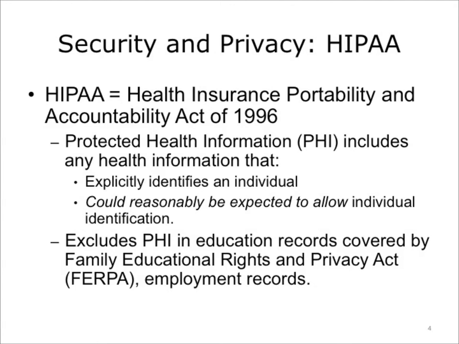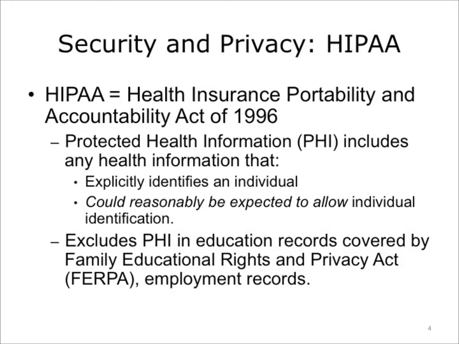HIPAA, or the Health Insurance Portability and Accountability Act of 1996, is primarily responsible for governing the protection of individual health data. Many states have also passed legislation to further enhance these federal guidelines. Protected Health Information, PHI, under HIPAA includes any individually identifiable health information. Identifiable refers not only to data that is explicitly linked to a particular individual, it also includes health information with data items which reasonably could be expected to allow individual identification.